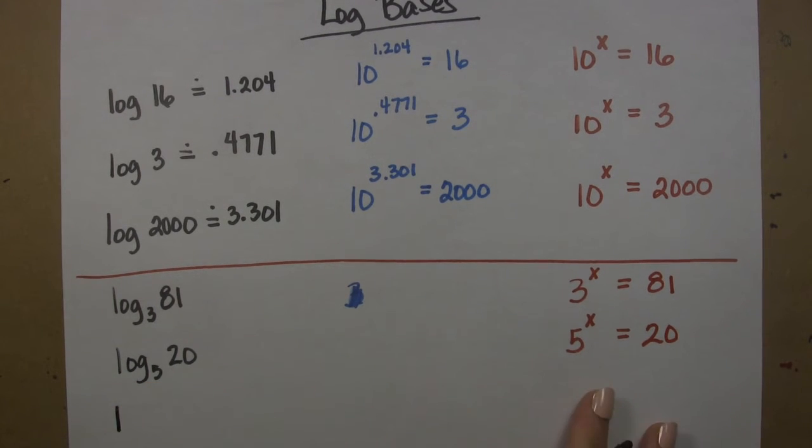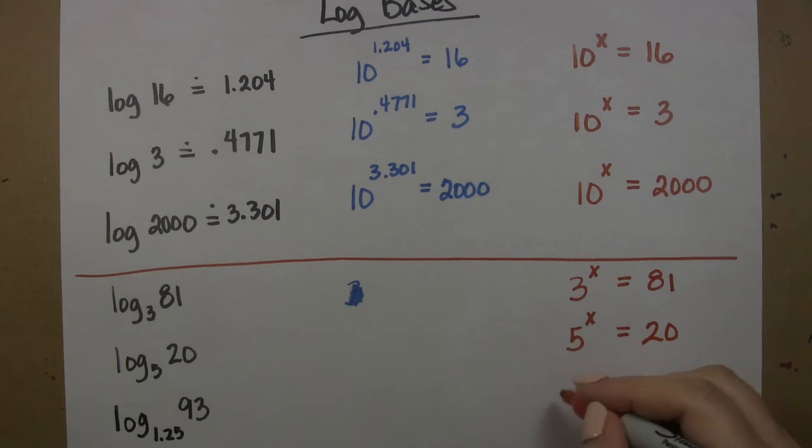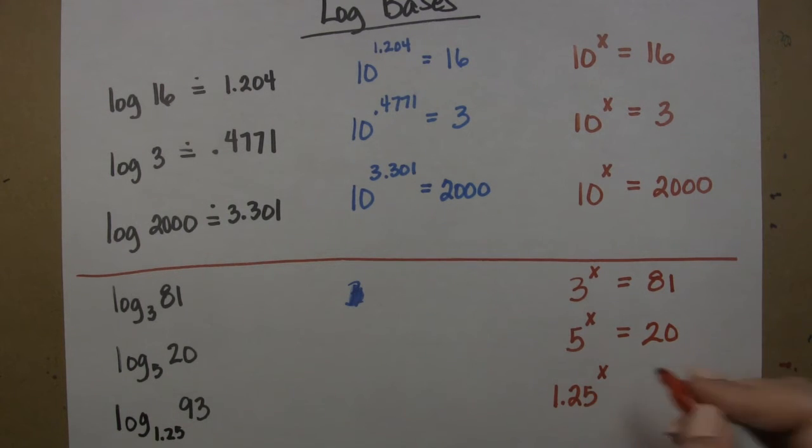And the numbers can even be more complicated. For instance, I could have a log of base 1.25 of 93. What does that mean? Well, that means I have a base of 1.25. What do I have to raise it to in order to get 93?